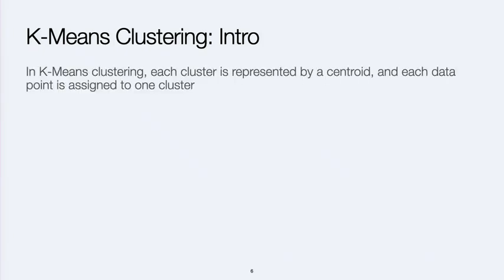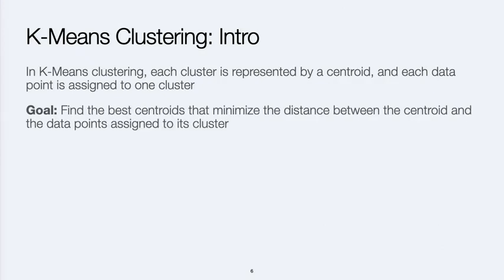So now let's talk about a specific clustering algorithm called K-means clustering. In K-means clustering, each cluster is represented by a centroid. A centroid is like the center of the cluster, and each data point is assigned to a cluster. The goal for K-means clustering is to find the best centroids that minimize the distance between the centroid and the data points assigned to its cluster. I talked a little bit before about how a good clustering algorithm should have high intra-cluster similarity and low inter-cluster similarity. K-means clustering is really focused on that intra-cluster similarity. It wants the points in the cluster to be as similar as possible.